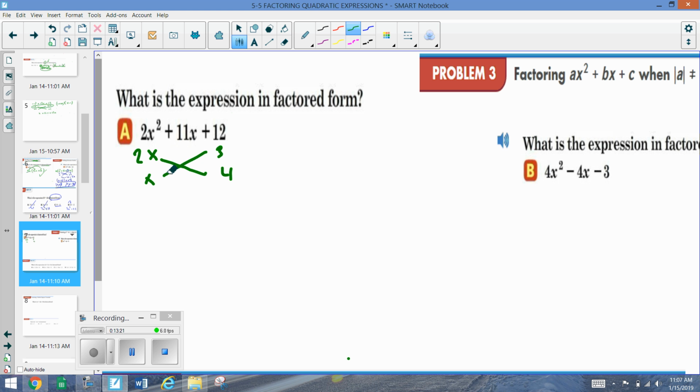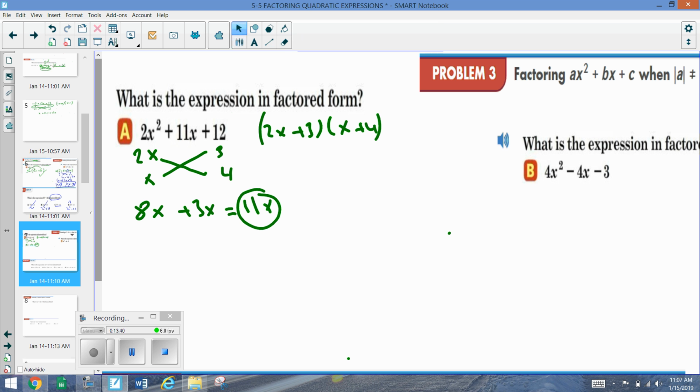When you do cross multiplication, 8x plus 3x. She found it at the first try. I appreciate it, that's so amazing. 11x. So that makes 2x plus 3, x plus 4. Done. The next example. No, wait, it's not done. You need to solve it.